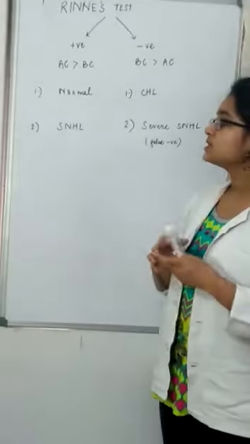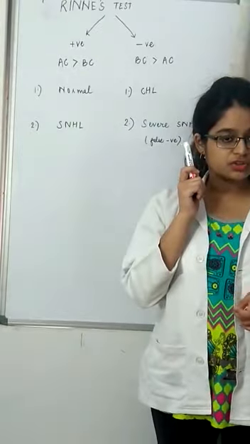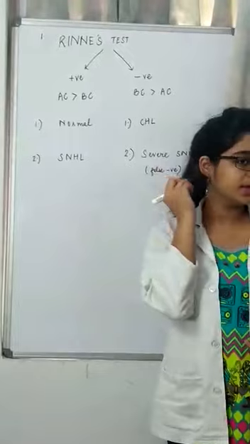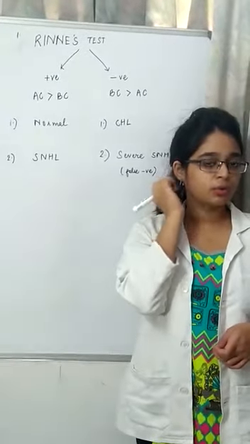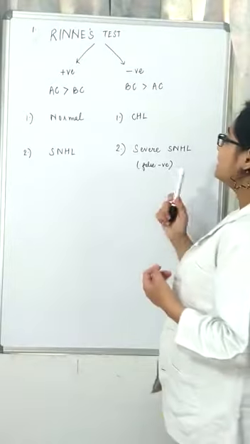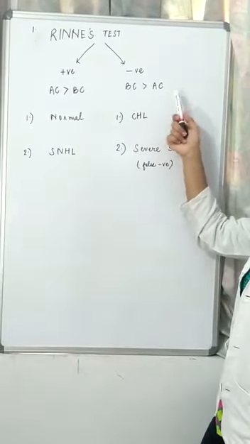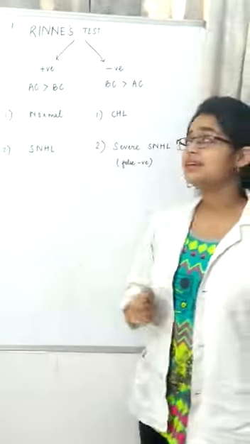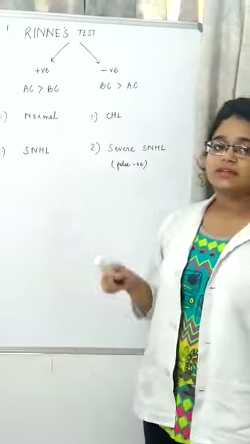What is the reverse of this? I will first try the air conduction. When the patient stops hearing, I will then put it on the mastoid and try the bone conduction. If the patient still hears the bone conduction, in that case, bone conduction is more than air conduction. That indicates that it is a negative Rinne's test.